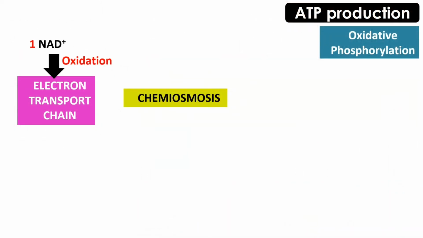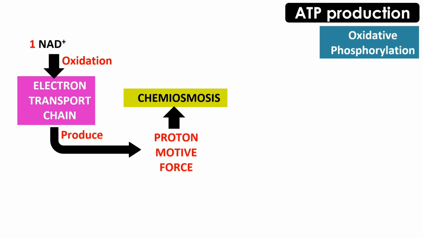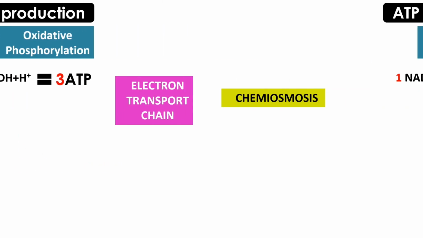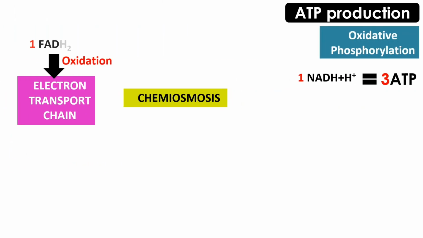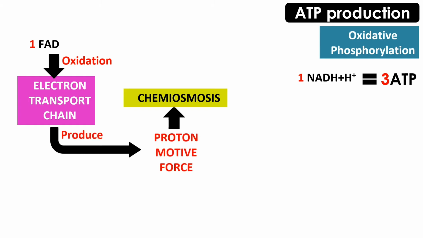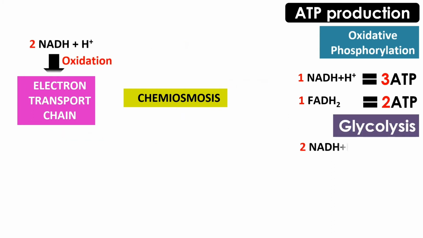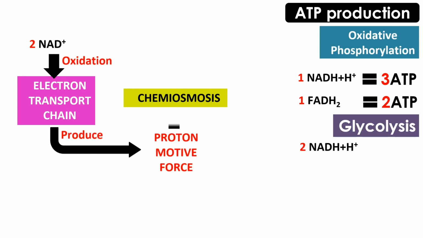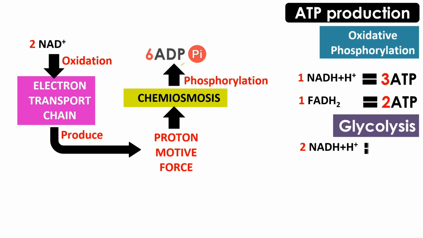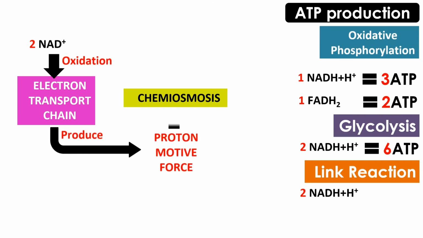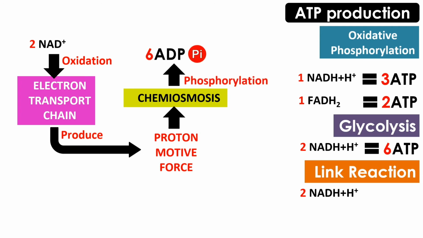First, oxidation of one NADH in the electron transport chain will be able to produce enough proton motive force to synthesize 3 ATP during chemiosmosis. Secondly, for each FADH2 oxidation in the electron transport chain, the proton motive force produced can be used to synthesize only 2 ATP by chemiosmosis. Since glycolysis will produce 2 NADH, this means that a total of 6 ATP can be produced during oxidative phosphorylation. Link reaction also produces 2 NADH, which also means 6 ATP is produced via oxidative phosphorylation.